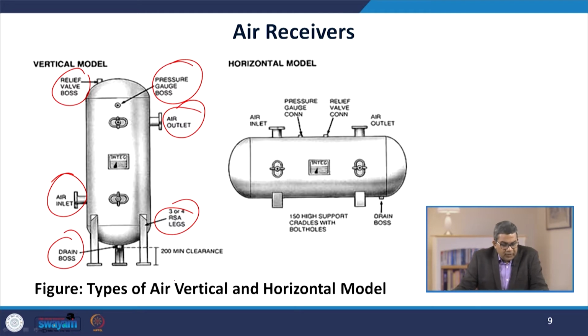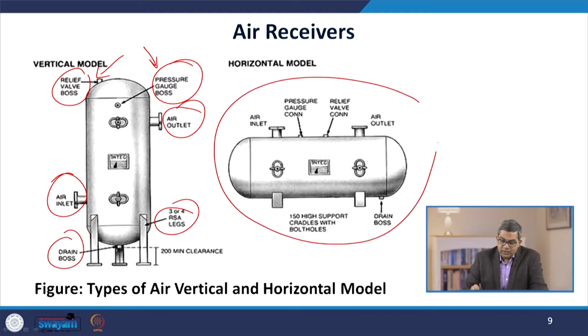Now see, because it is attached to the compressor and it contains pressurized air, that is why these are the safety devices or pressure gauge which indicates the pressure of the air receiver or tank. Similarly, you see this is a similar type of structure attributed to the horizontal model.